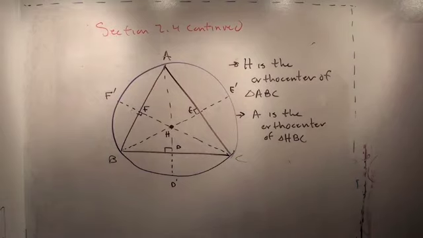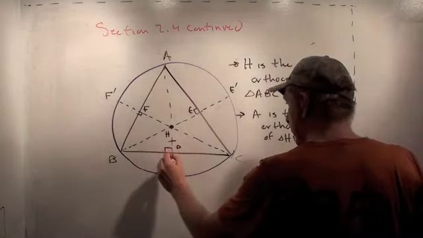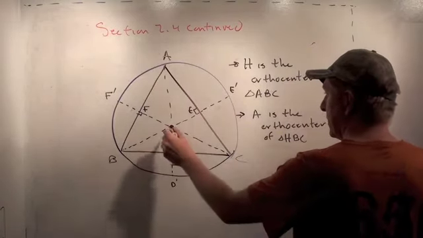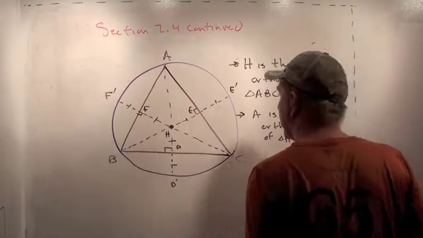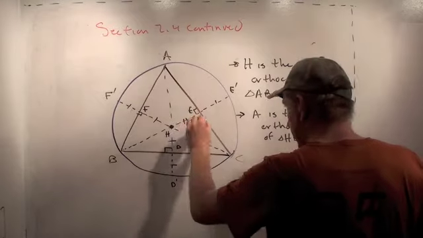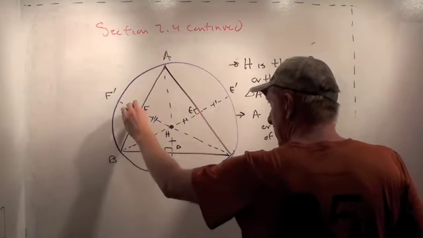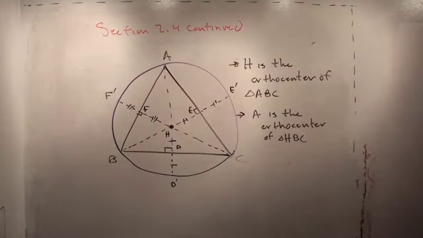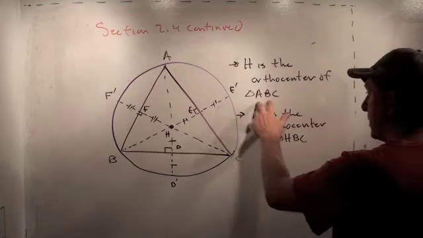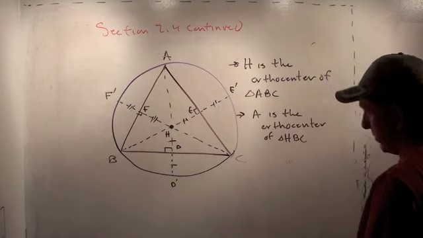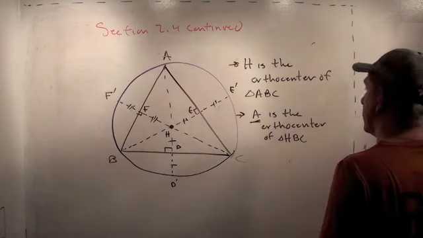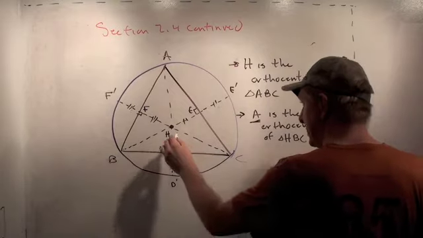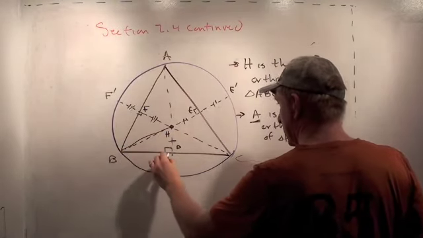You'll remember from yesterday that we proved that HD equals DD prime, HE equals EE prime, and HF equals FF prime. Oh, but they're not necessarily equal to each other, so I should label them like that. So H is the orthocenter of triangle ABC by definition, and then we see the surprising fact that A is the orthocenter of triangle HBC.